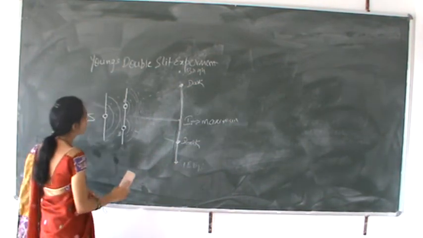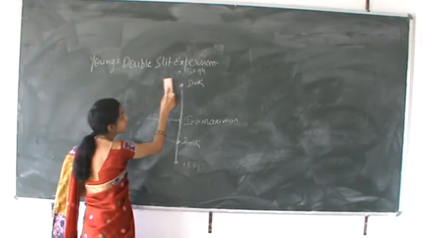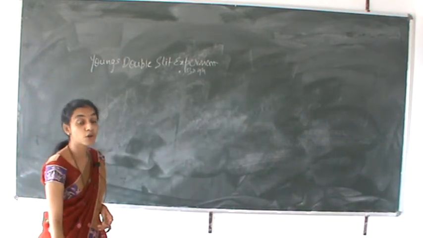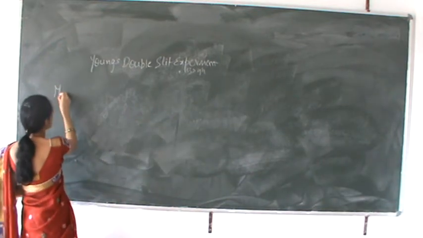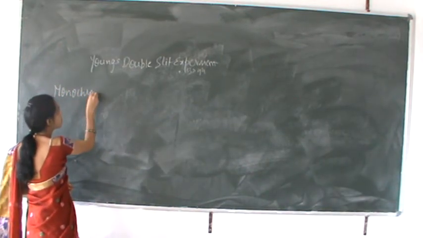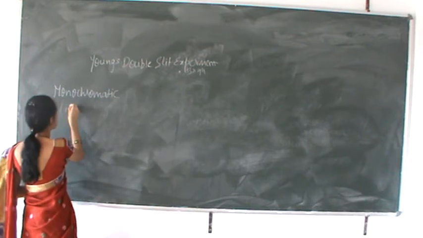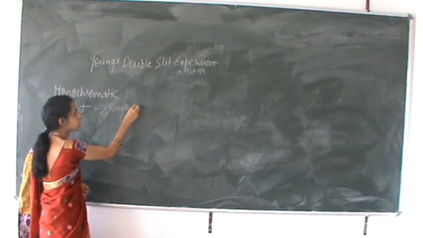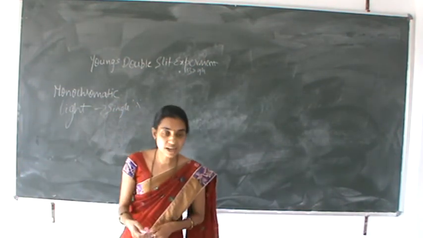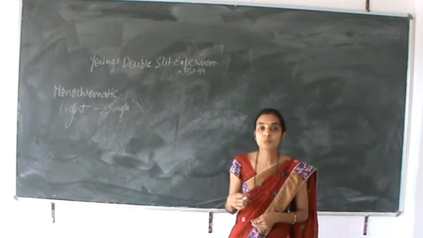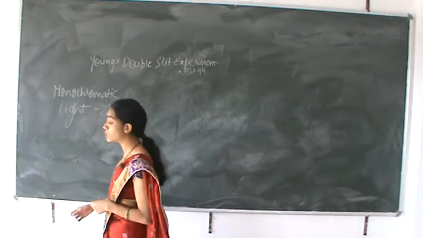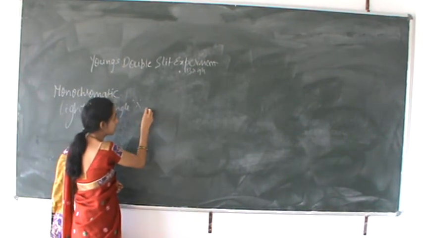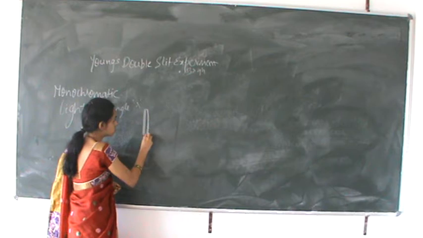Later on, instead of sunlight as a source, monochromatic light was used. You know the definition of monochromatic light: light of a single wavelength. Light having a single wavelength is called monochromatic light. So in this experimental setup, monochromatic light has been used as a source.